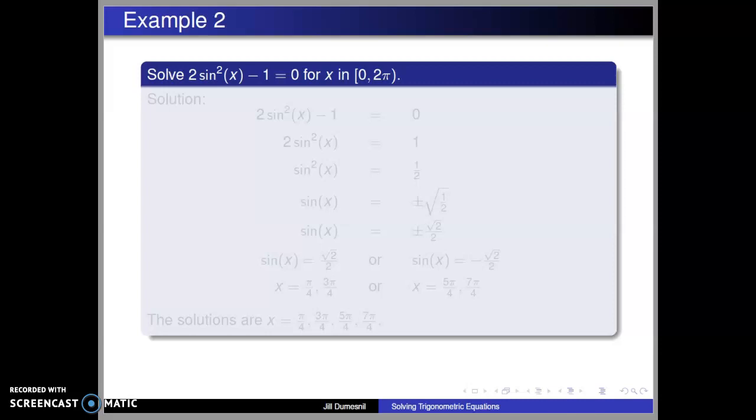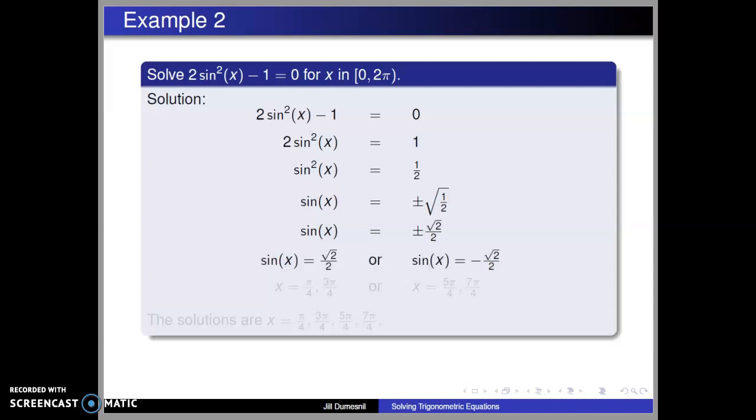Let's consider a nonlinear trig equation and solve 2 sine squared x minus 1 equals 0 for x in the interval from 0 to 2 pi. This time our solution requires considerably more detail. We have our given equation and want to isolate sine of x. We can add 1 to both sides and divide by 2 to get that sine squared x equals a half. We need to take the square root of both sides and simplify. We have that sine x equals plus or minus root 2 over 2.